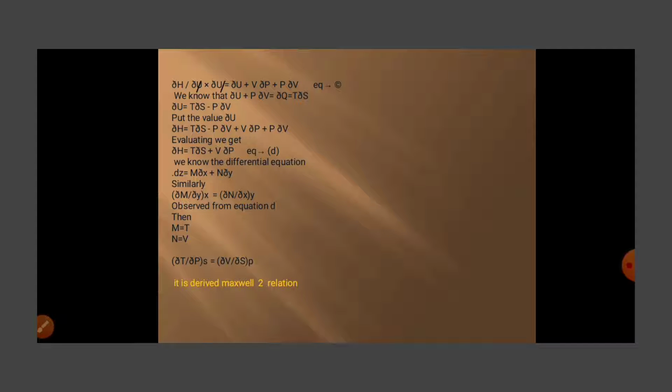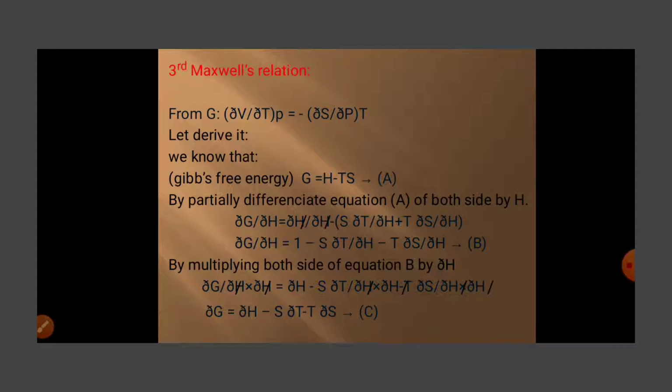Let's derive the third Maxwell relation. For the derivation of the third Maxwell relation, you must have an idea about the Gibbs free energy. We know that (∂V/∂T) at constant P equals minus (∂S/∂P) at constant T. For the derivation, we know the mathematical form of Gibbs energy: G equals H minus TS. We can write it as equation A.